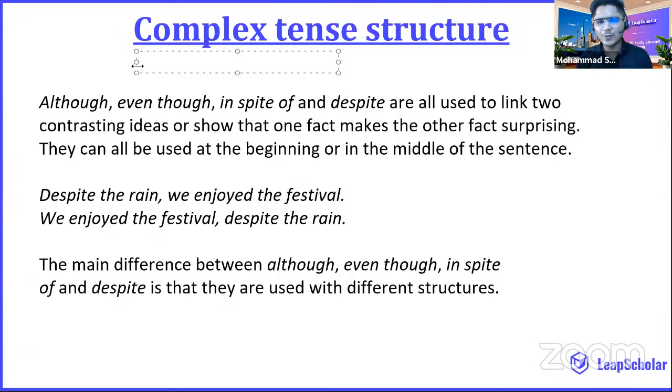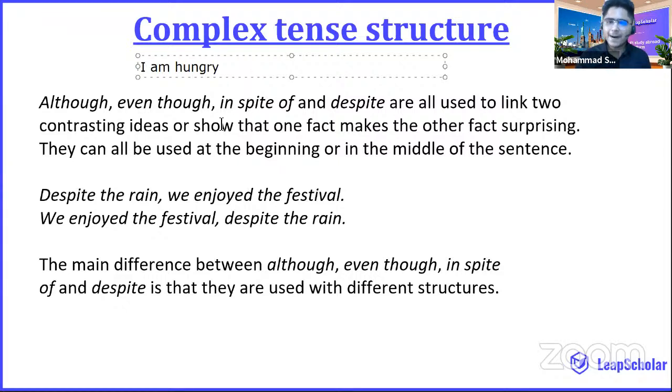I'm going to explain it to you with the simplest sentence. For example, I am hungry. Mujib, if I am hungry, what should I do? I want to eat. Yes, but if I use an opposite sentence here, I am hungry, I will not eat. So these two sentences are contrasting ideas. I am hungry, but I will not eat.